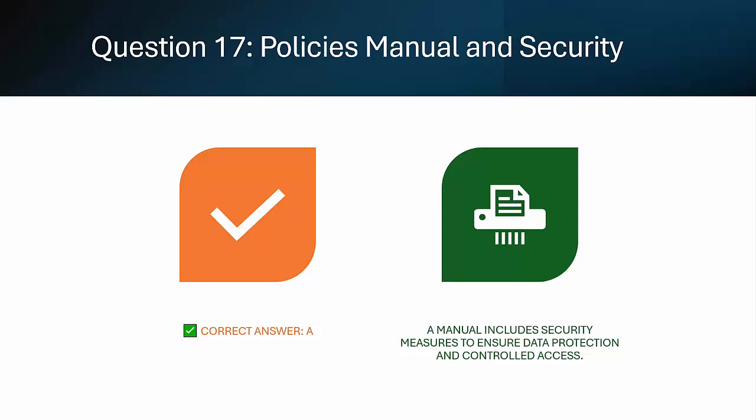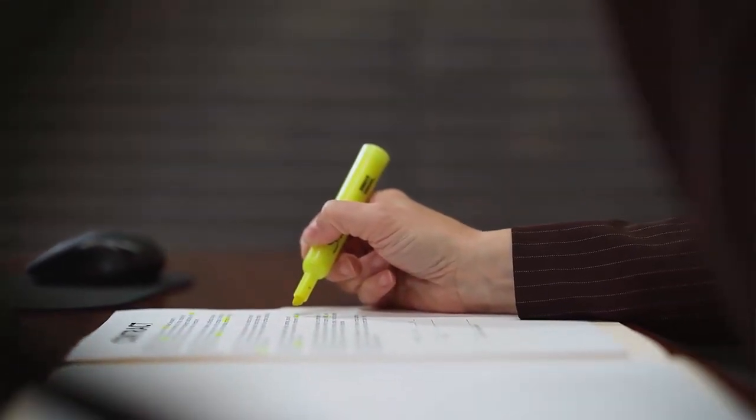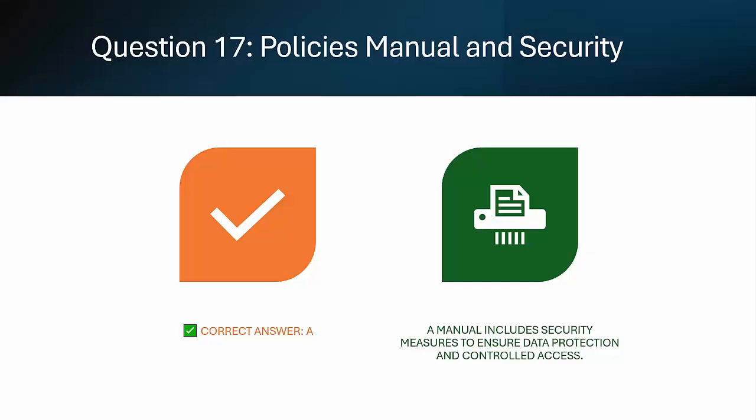Why? A well-written policies and procedures manual includes security-related instructions to protect company data and prevent unauthorized access. Option A is correct. Security policies help ensure employees use strong passwords and change them regularly. Important company data is backed up regularly to avoid loss. Sensitive information is handled correctly to prevent security breaches.